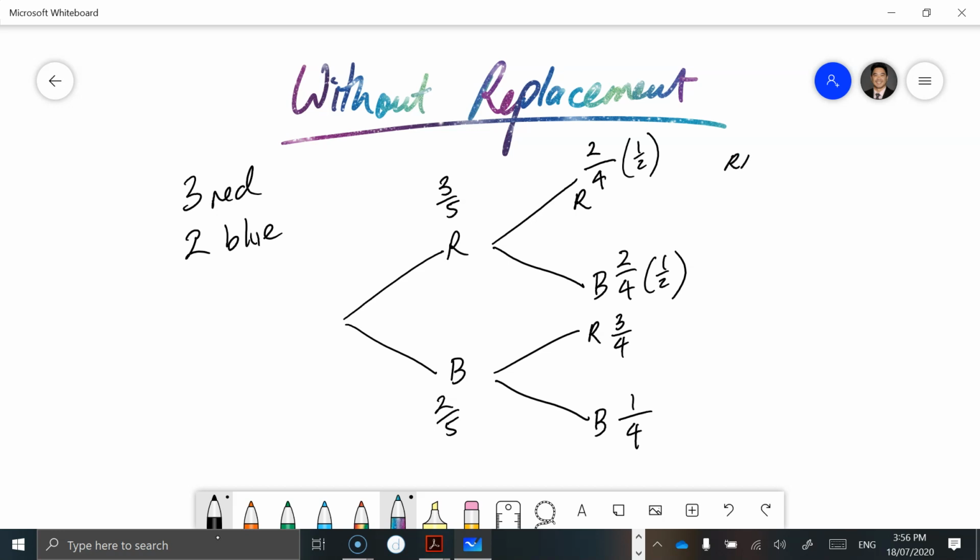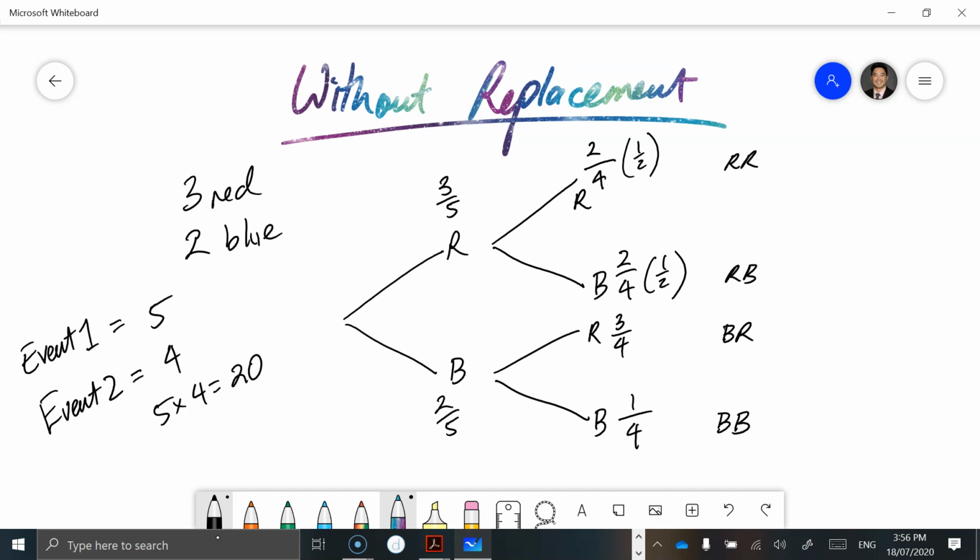So combinations: red, red, red, blue, blue, red, and blue, blue. So there's your 4 different combinations, but obviously, remember, event 1, we have 5 possible outcomes. And then because we're not replacing the counter into the bag, the possible outcomes in event 2 is only 4. So that means 5 times 4, you only have 20 possible outcomes altogether.